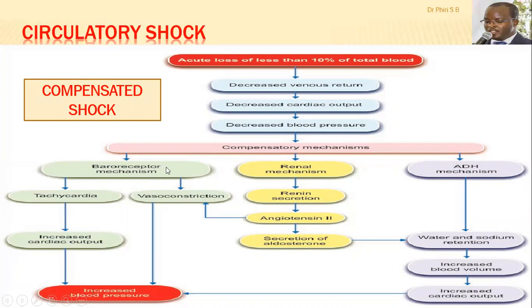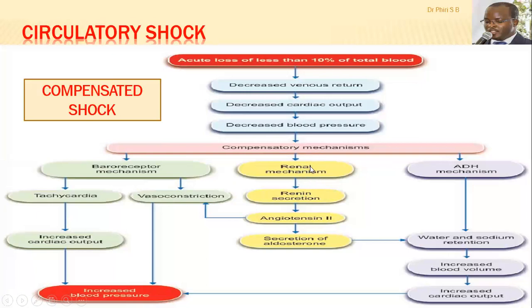Then at the same time, you find that these baroreceptors are also resulting in vasoconstriction because of the sympathetic stimulation. If you have vasoconstriction, it means that venous return is increasing, the total peripheral resistance is also increasing, and the blood pressure is going to increase. The renin-angiotensin-aldosterone system is also going to be activated to regulate the blood pressure.